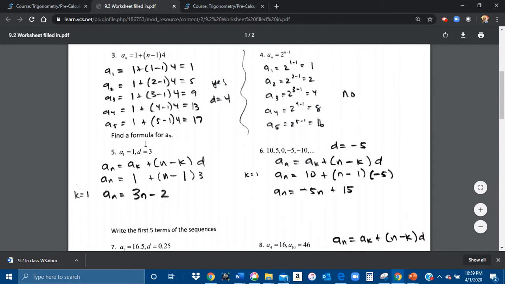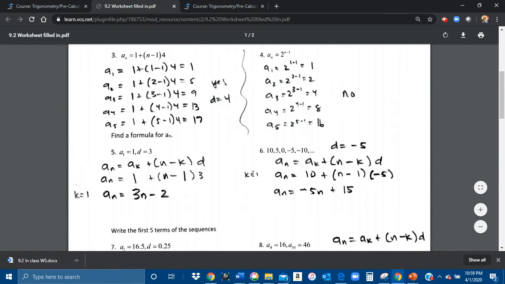For number 5, find the formula for a sub n. I'm going to use this formula here. I know what a sub 1 is, and I know what my difference is, so I'm going to plug in d for my difference. I'm going to plug in 1 for k, so a sub n is equal to a sub 1, which we said is 1, plus (n minus 1) times 3. We could have left it like this, but we could combine like terms and say a sub n is equal to 3n minus 2.